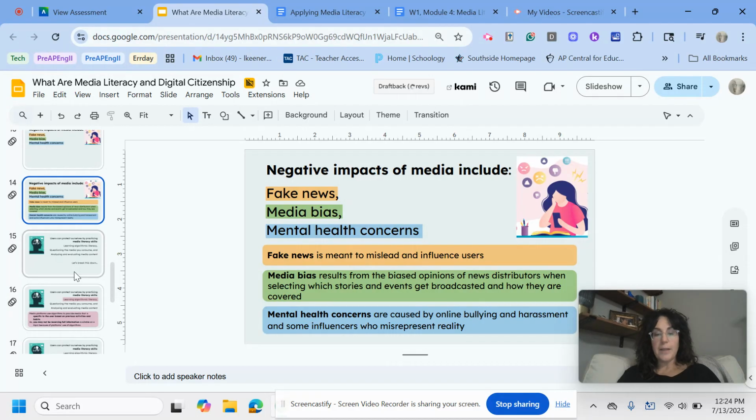That one's very obvious, but maybe one that's not as obvious is the influencers who often misrepresent reality. And not just influencers do that, but everyday users of social media do misrepresent reality, which can cause mental health concerns for many users. And I think it's important that we acknowledge that and kind of understand how we can be more critical users of media as a result of being aware of those.